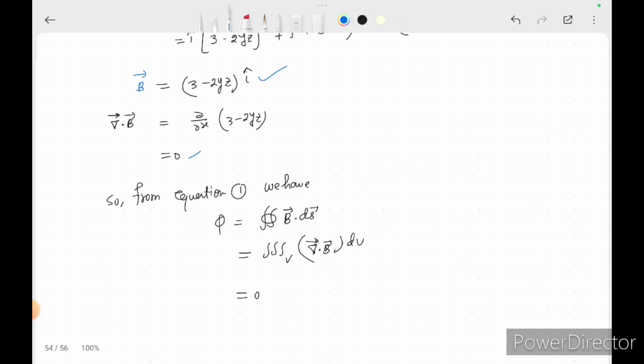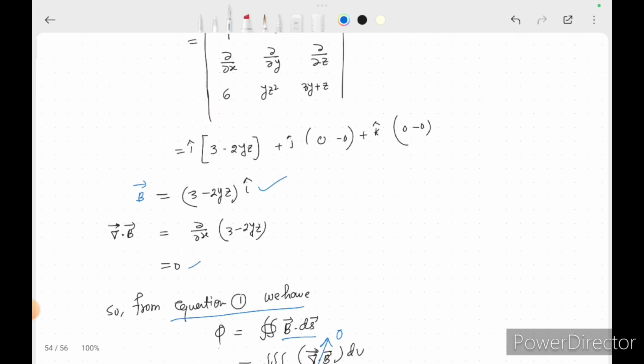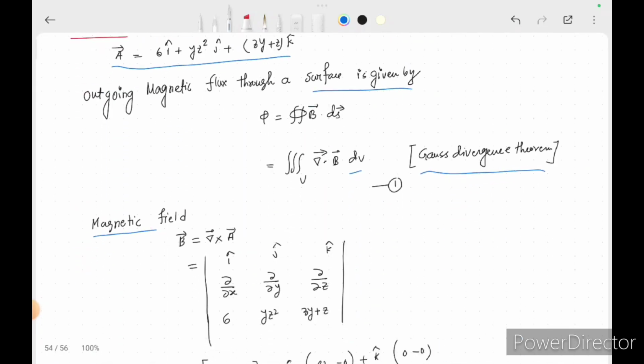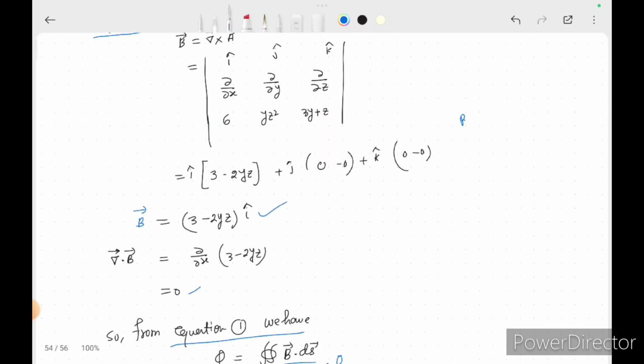So as the divergence of B is 0, from equation 1, the outgoing flux, the closed surface integral of B dot ds, equals the volume integral of the divergence of B dV. As the divergence of B equals 0, the flux equals 0. So the outgoing flux is already 0 for all 5 faces. That is a very easy question asked in your examination, also a BSc level question.